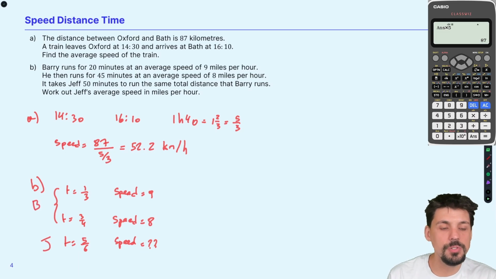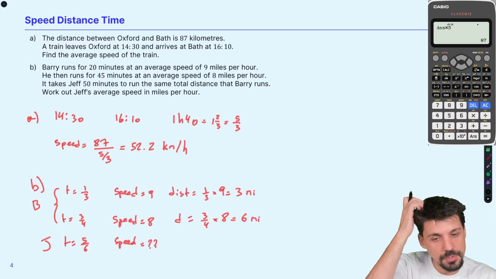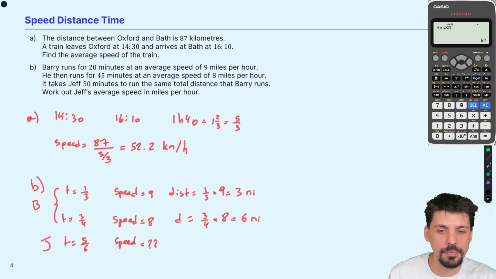Right, well, let's find the total distance that Barry runs. So speed times time, 1/3 times 9. That was 3 miles. 3/4 times 8, time multiplied by speed, which will give us 6 miles. For a total of 9 miles. Now Jeff did the same total distance, so he's got a 9-mile run.